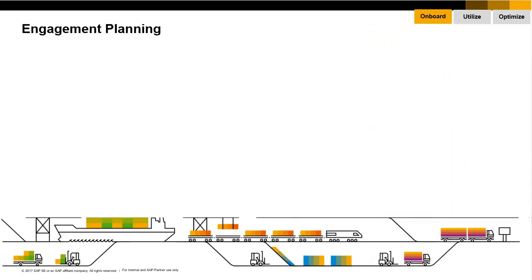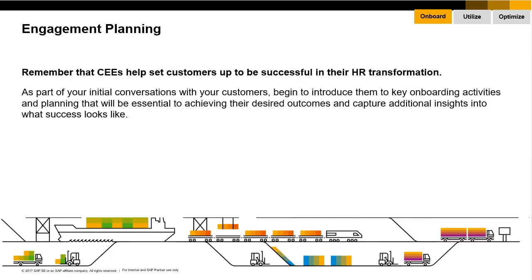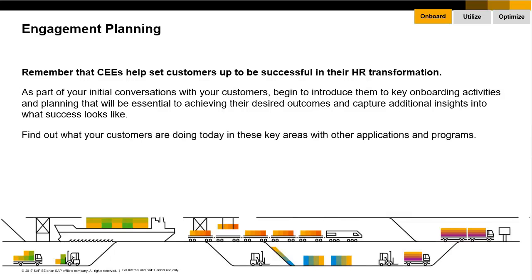Engagement planning. The onboarding phase is also the right time to introduce engagement planning with your customers. Remember that the CE helps set customers up to be successful in their HR transformation. As part of your initial conversations with your customers, begin to introduce them to key onboarding activities and planning that will be essential to achieving their desired outcomes and capture the right additional insight to what success looks like for them. Find out what your customers are doing today in these key areas with other applications and programs within their organization. What works well for them, and where can they focus on improvement?